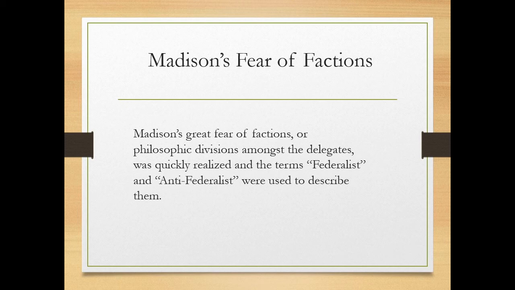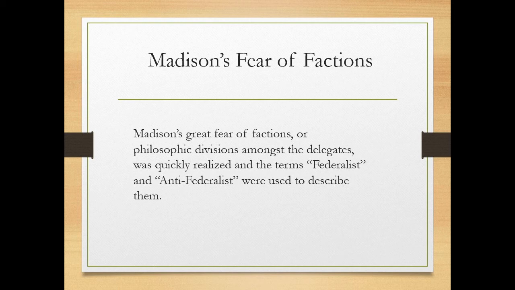Madison and Madison's fear of factions. So Madison is known as the father of our Constitution, mainly because he was the driving force behind the Virginia resolutions, right? That plan that formed the basis of the new system of government in the Constitution. He was also the secretary of the Constitutional Convention, so most of the notes that we have of the deliberations come from Madison. He was, however, afraid of what's known as factions within government.